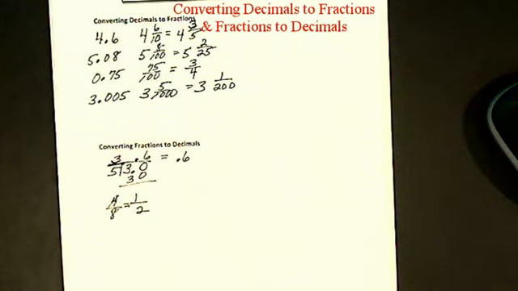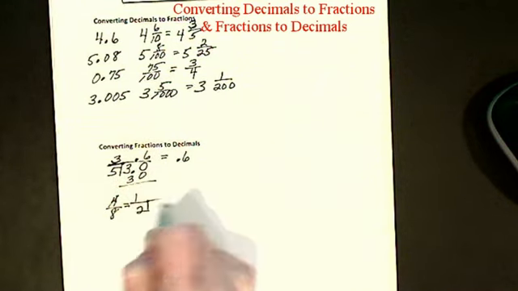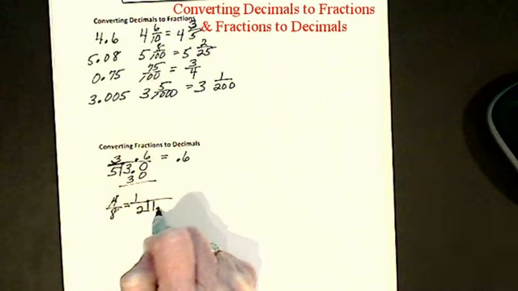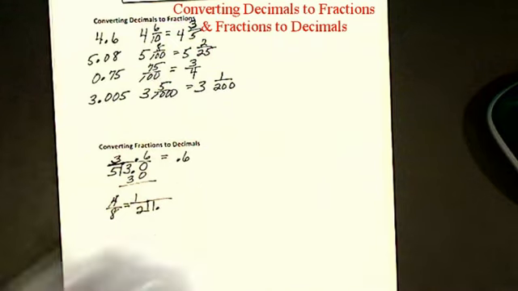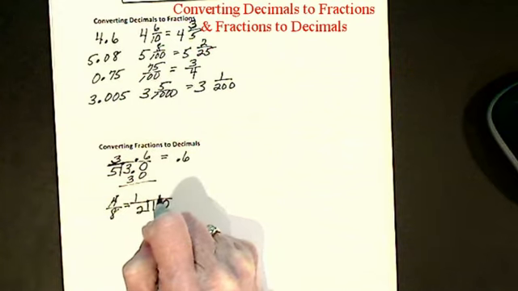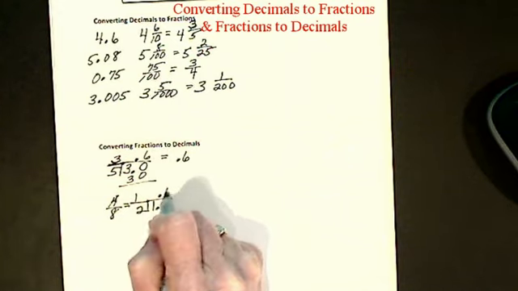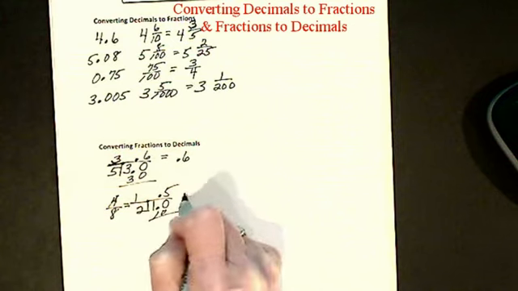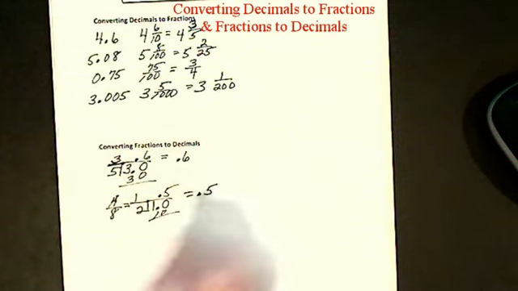You might already know that a half is 0.5, but if you didn't, I would divide 2 into 1. Every whole number has a decimal point after. Add a 0. No decimal point on the outside. I bring it up. 2 times 5 is 10, so 1/2 is equivalent to 0.5.